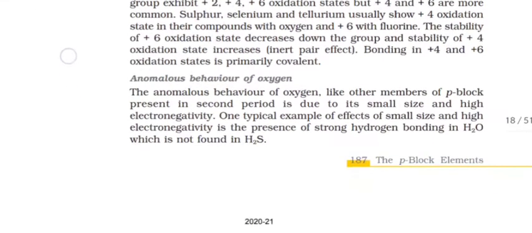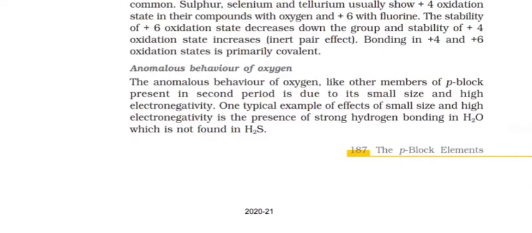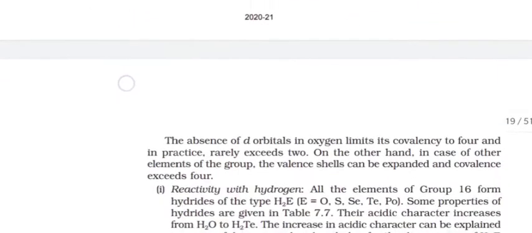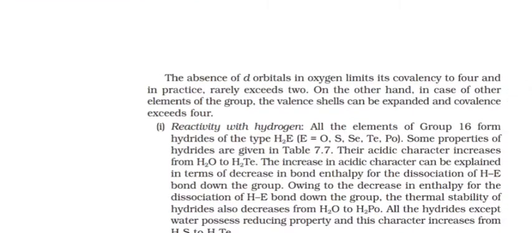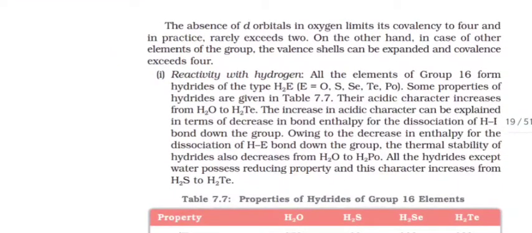Anomalous behavior of oxygen: the anomalous behavior of oxygen, like other members of the p block present in the second period, is due to its small size and high electronegativity. One typical example of the effects of small size and high electronegativity is the presence of strong hydrogen bonding in H2O, which is not found in H2S. The absence of d orbitals in oxygen limits its covalency to 4 and in practice rarely exceeds 2. On the other hand, in the case of other elements of the group, the valence shell can be expanded and covalence can exceed 4.